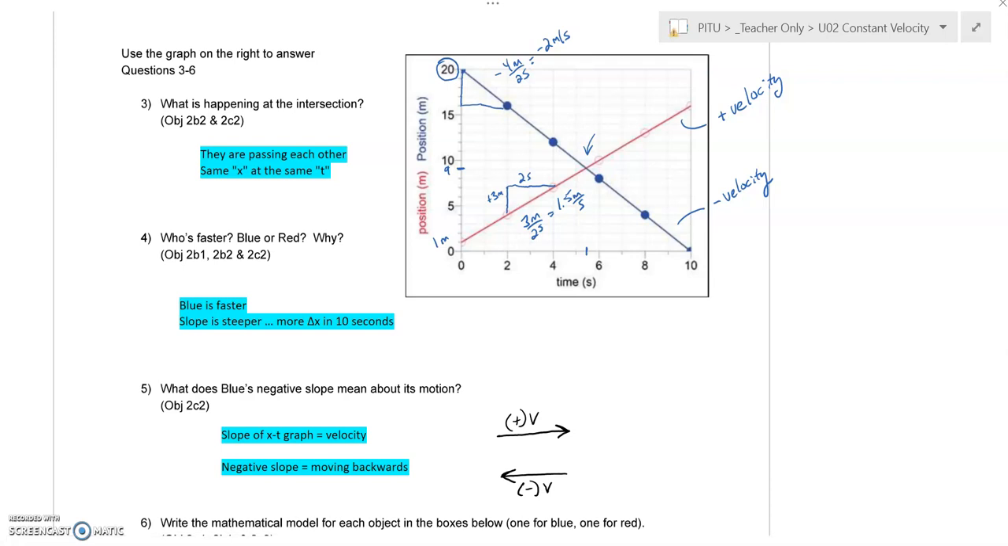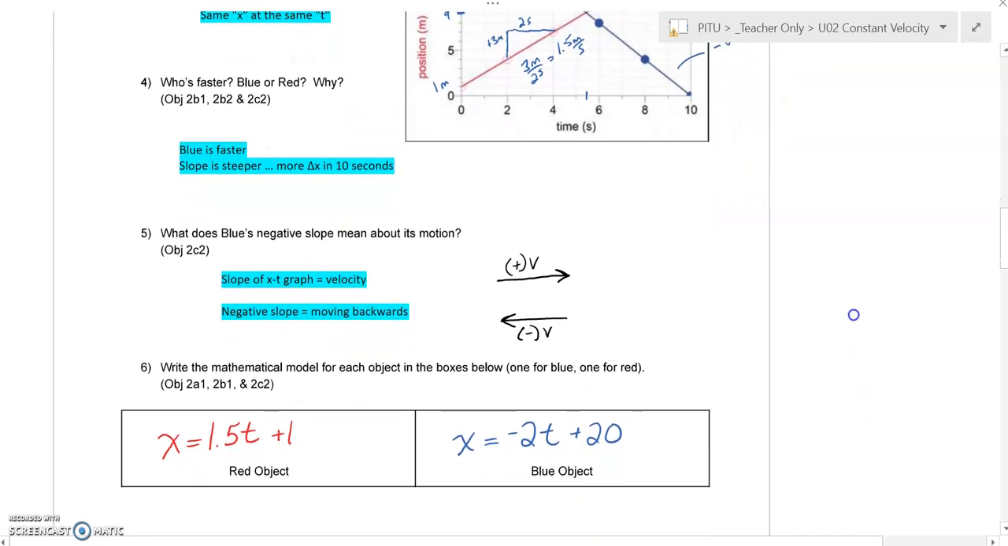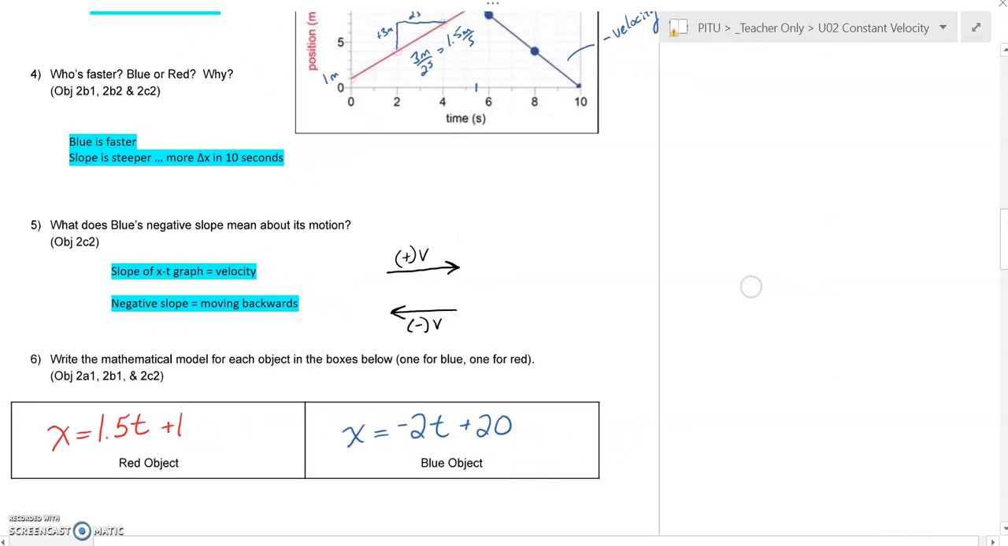Okay, now writing a mathematical model. This can be quite a challenge. So let's just go back and remind ourselves that when we say a mathematical model of a line, we're talking about the slope-intercept form, right? So where y is the y value on the y-axis, m is the slope of the line, x is the x component on the x-axis, and b is where that line crosses the y-axis. So let's put our variables in here. So y is actually position.